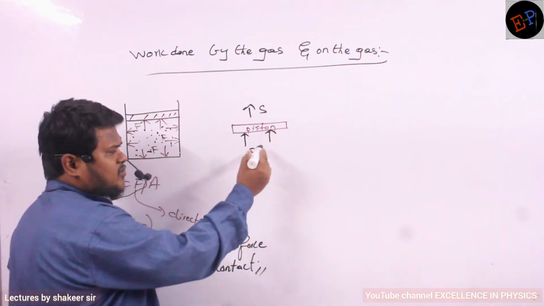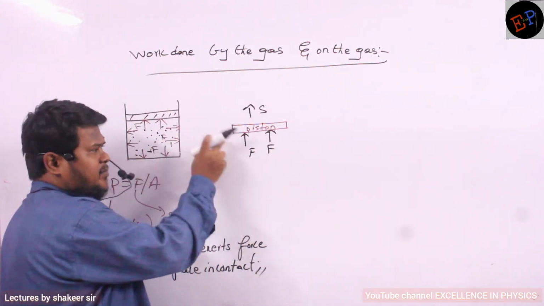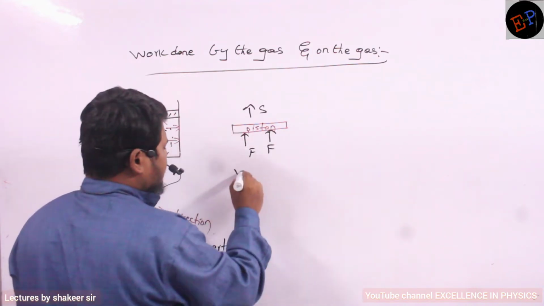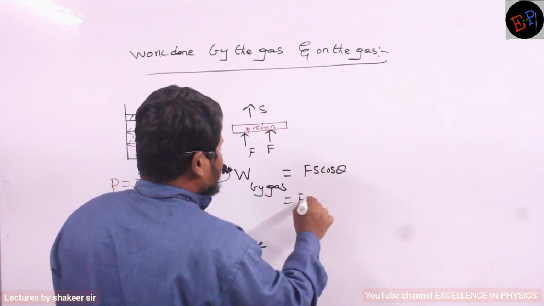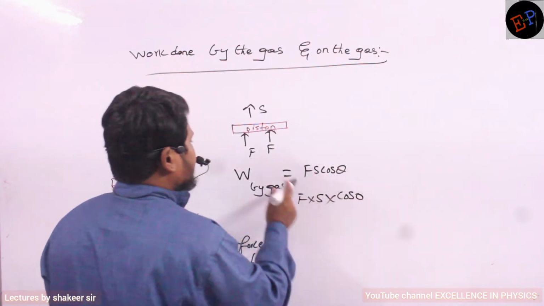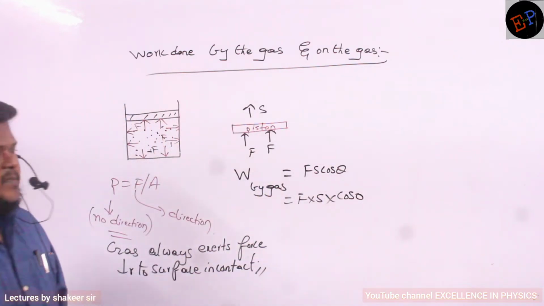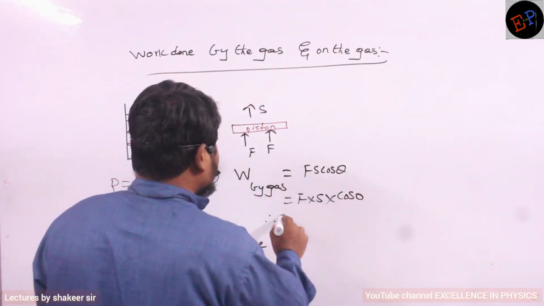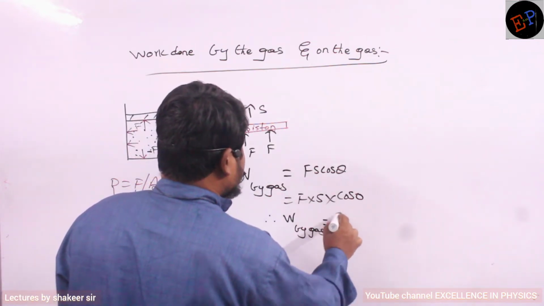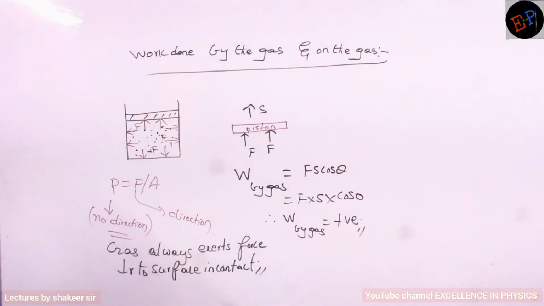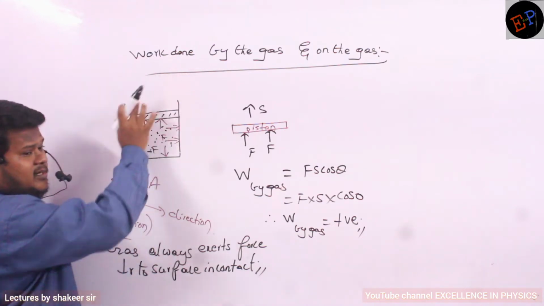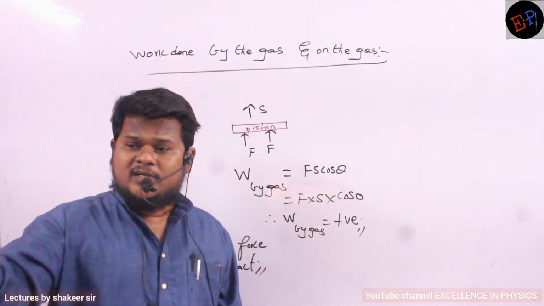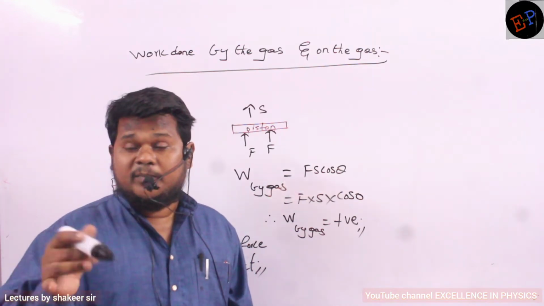Who is applying this force? Gas is applying. Piston is moving in which direction? Upward direction. So what is the work done by gas? Work done by the gas is Fs cos theta. Force is F, displacement is S, cos 0, because force and displacement are in the same direction. Cos 0 is plus 1. So therefore, work done by the gas is considered positive. In which condition will you consider work done by the gas positive? If piston moves in upwards direction, volume of the cylinder increases. So if volume increases, then also you can say work done by the gas is positive.